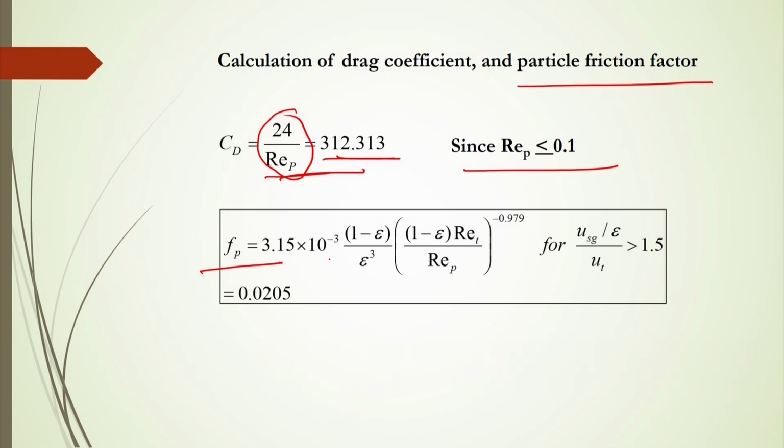There are two equations for calculating this particle friction factor. Of course, this is the first, if this ratio of gas velocity and terminal velocity is greater than 1.5, then only you have to calculate this one. We have calculated that this U g by epsilon by U t is coming greater than 1.5. So, we have to use this correlation. Once you put the values of this RET, RP and epsilon here, then of course, you will get the value of particle friction inside the bed as 0.0205.